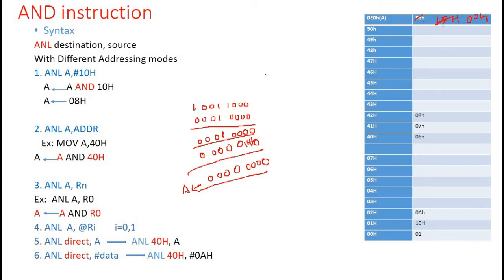Now the next, third one, is ANL A comma Rn. Here the destination remains the accumulator, but the source data is present in the register.